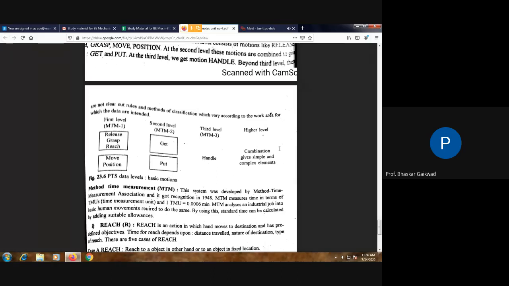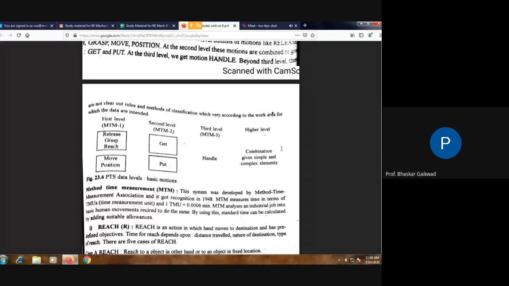So MTM means methods time measurement. Always this MTM measures the time in terms of TMU. MTM analyzes an industrial job into basic human movements required to do the same. Whatever motions are there, we have to calculate the times related to those motions. After that, we have to split the elements as per requirement, such as reach, grasp, etc., and convert these minute times into TMU. This is useful for getting the standard time.